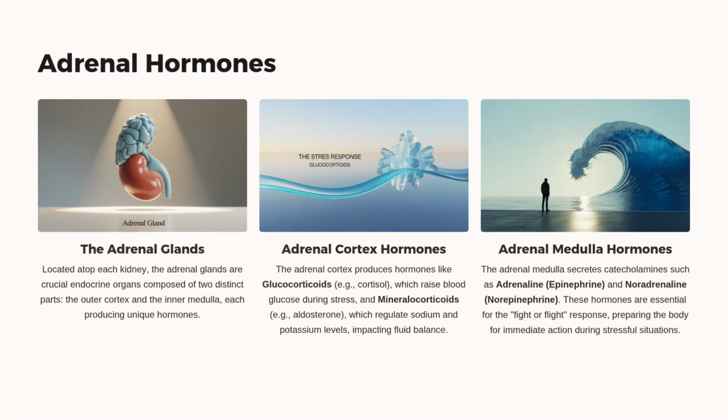Adrenal cortex hormones. The adrenal cortex produces hormones like glucocorticoids, e.g., cortisol, which raise blood glucose during stress, and mineralocorticoids, e.g., aldosterone, which regulate sodium and potassium levels, impacting fluid balance. Adrenal medulla hormones. The adrenal medulla secretes catecholamines such as adrenaline, epinephrine, and noradrenaline, norepinephrine. These hormones are essential for the fight-or-flight response, preparing the body for immediate action during stressful situations.